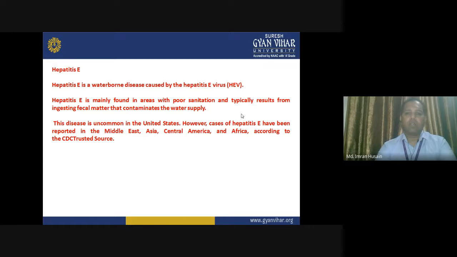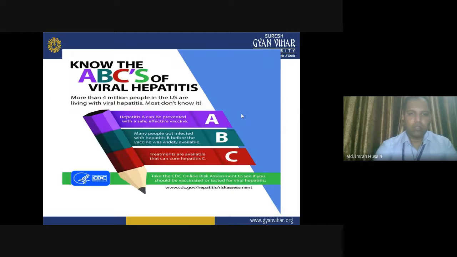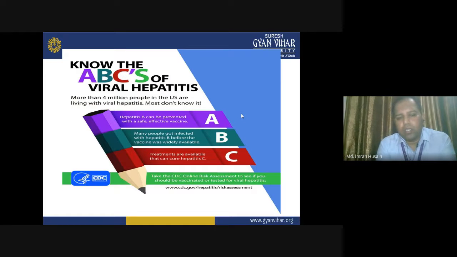This disease is uncommon in countries like the United States. However, cases of hepatitis B have been reported in the Middle East, Asia, Central America, and Africa. So most of the time, you can conclude that this hepatitis infection is mostly found in countries where development is not proper. They are developing or underdeveloped countries. They mostly have this infection as a result of poor sanitation and poor hygiene practices.